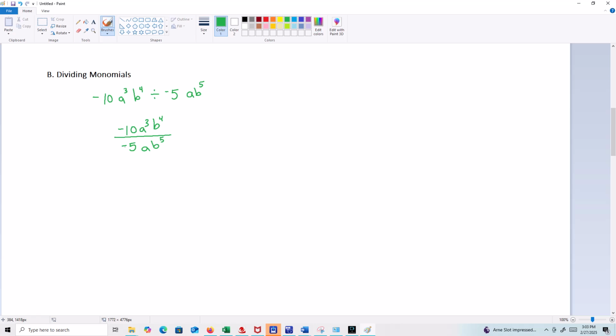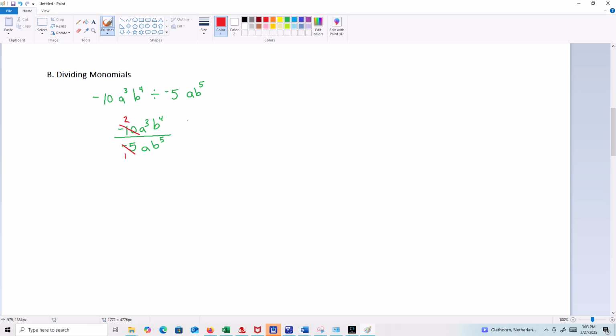But we have a negative being divided by a negative, so we know we're going to end up getting a positive number. We also can reduce the 10 and the 5 because both numbers are divisible by 5. So we'll cross out the negative 10 and simply put a 2 because 5 goes into 10 twice. And we're not even going to worry about that negative sign anymore because the two negative signs cancel each other out.